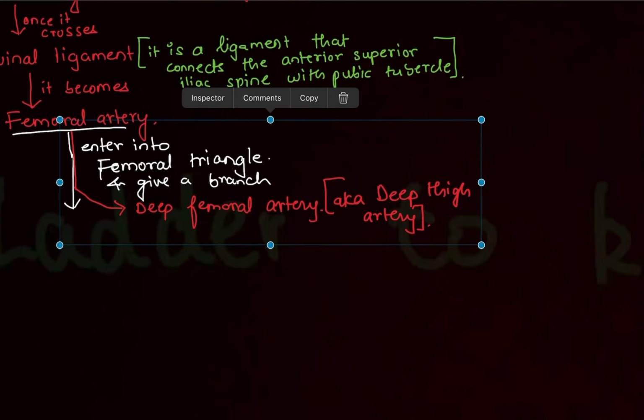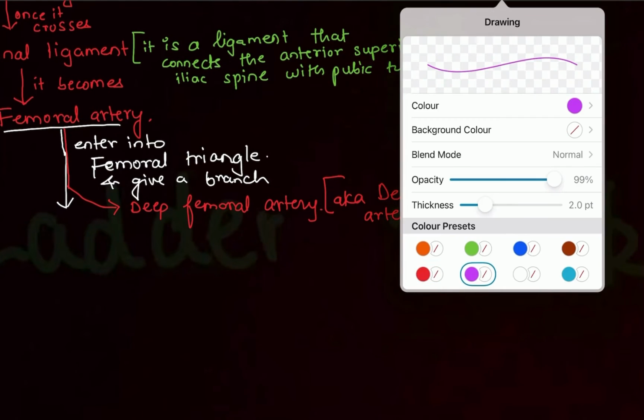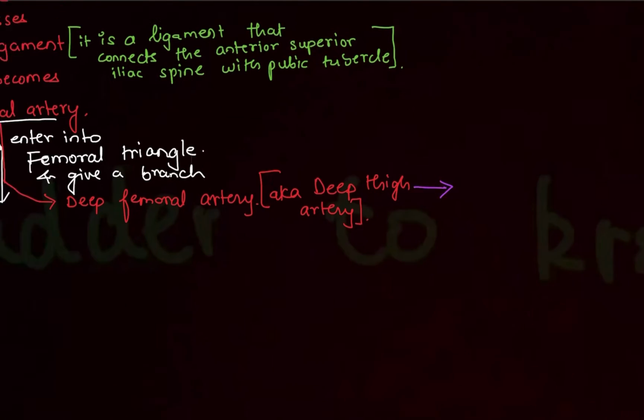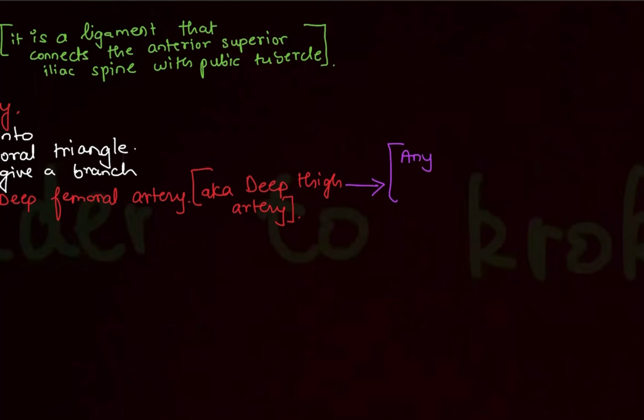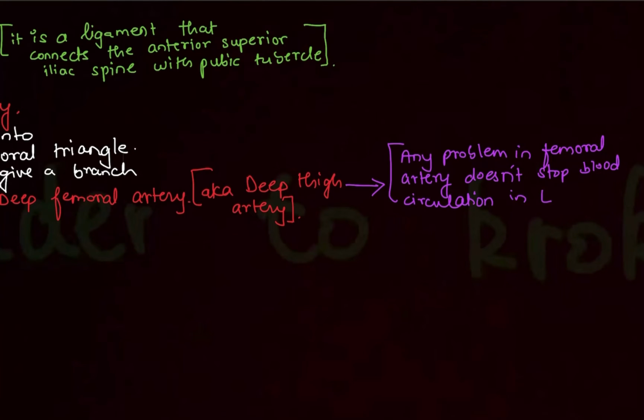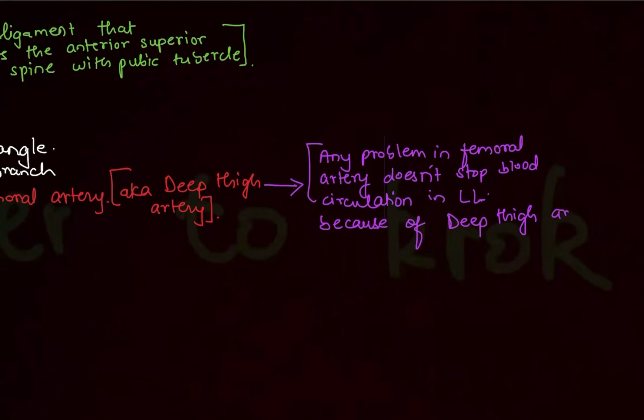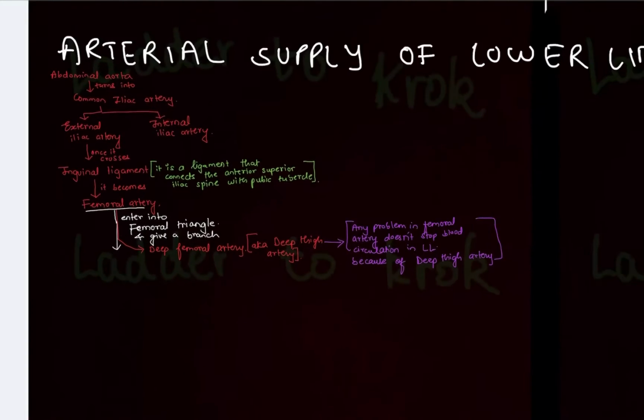Sometimes there is a problem with the femoral artery, so the blood flow should stop in the lower limb, right? But the blood flow is maintained because of this deep thigh artery. So write down a note regarding it: any problem in femoral artery doesn't stop blood circulation in lower limb (LL is lower limb) because of the deep thigh artery. So remember this note, please.